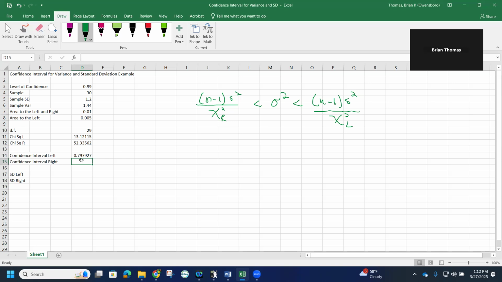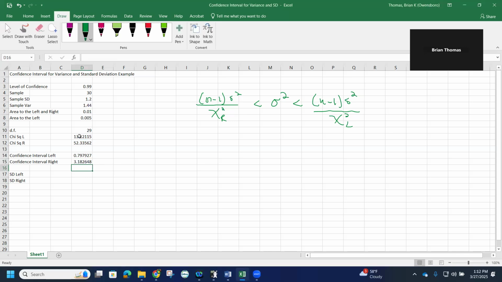Now to do my confidence interval to the right, I hit equals. Again, I want this in my numerator, so I'm going to use parentheses. So my degrees of freedom would be the 29, that cell. I've got to multiply by the sample variance, which is here. And then if I divide that by chi-squared L, which is in this cell, that'll give me my confidence interval.